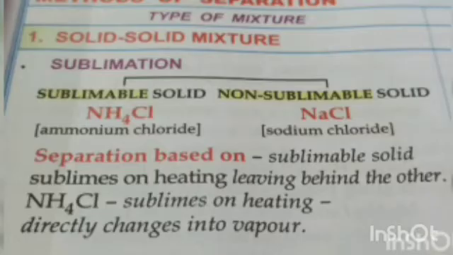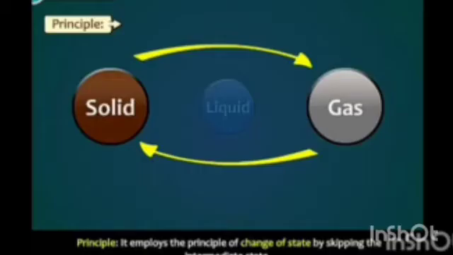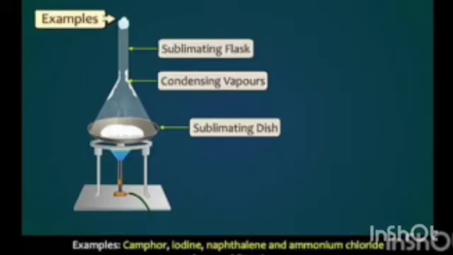Now the first method is sublimation. Suppose two solids are mixed together and one of the solids is a sublimable solid and another is a non-sublimable solid. Then how can you separate the sublimable solid from the non-sublimable solid? For that we use the sublimation method. And what is the principle? All of you know what sublimation is. When these solids are heated, they directly change into gaseous state, and on cooling they change back to solid state without changing into liquid state.